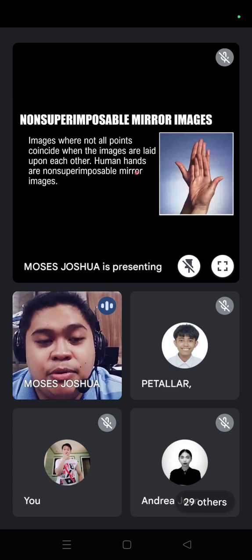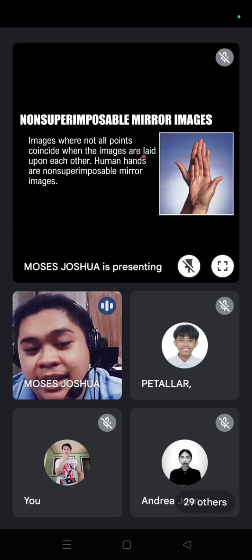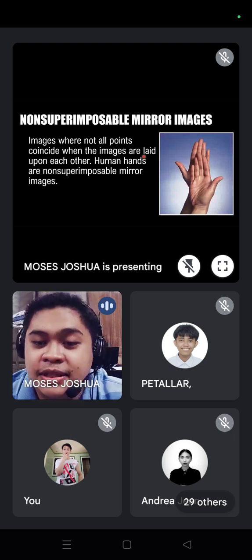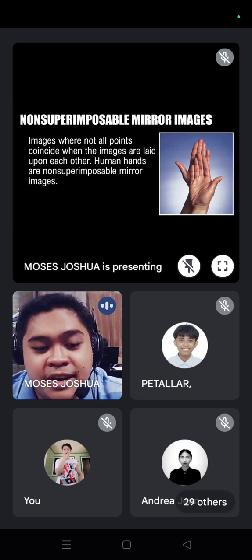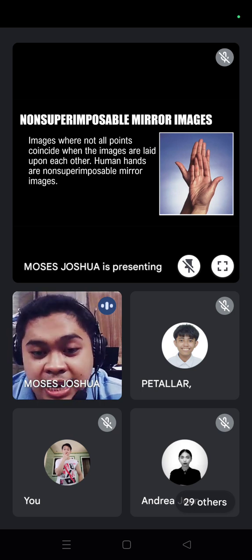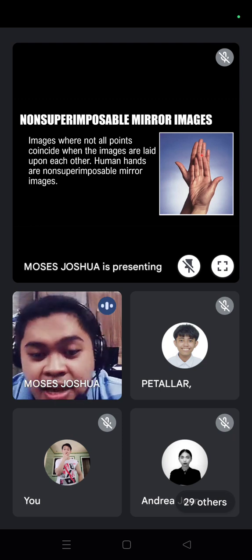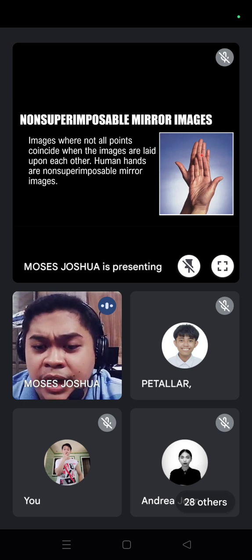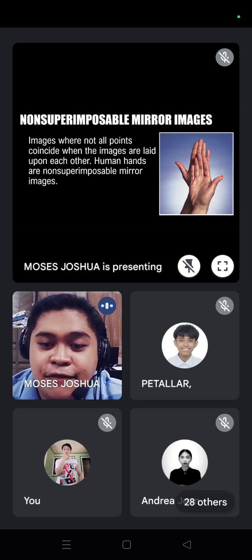So again, remember guys, when we say non-superimposable, not all points coincide with each other when laid upon each other. The two thumbs point in opposite directions, as well as the other fingers. But only the middle fingers are located exactly where they point out. Regardless of whether it is the left or right hand, the middle finger coincides with its reflected image. The fingers do not align correctly. The two thumbs are in opposite directions and the fingers do not align correctly. The only one that aligns, again, is the middle finger.